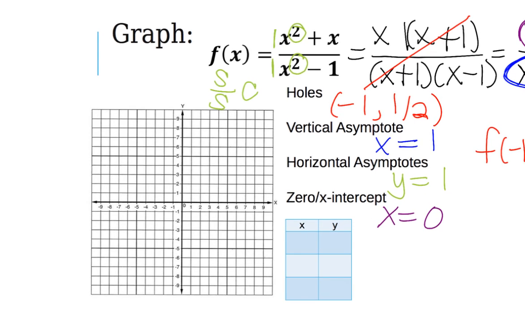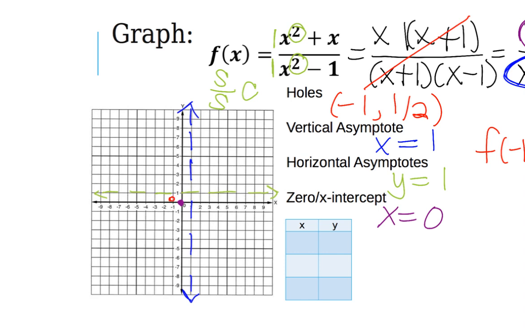So we have a 0, or an x-intercept, at 0. We have a horizontal asymptote at y equals 1. Then we have a vertical asymptote at x equals 1. So we're going through x and y at 1. And then we've got it all. We've got a hole at negative 1, 1/2. So right about there.